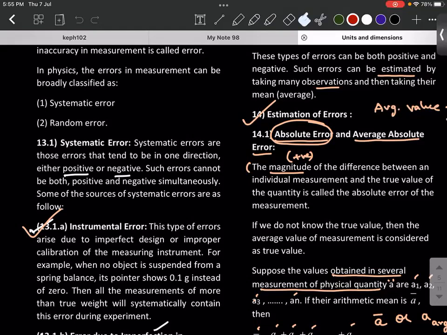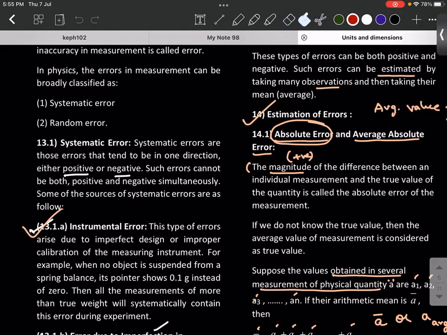Generally, when you do an experiment, how many times are you supposed to do it? Definitely not one time and stop. You have to do it multiple times. The more patience you have, the more accurate the values. If you do it 5 times, you'll have a reading. If you do it 10 times, your accuracy is higher, and the average value will come closer to the true value. So what is the absolute error? When you take those readings, you would see how each reading is deviating from the true value.